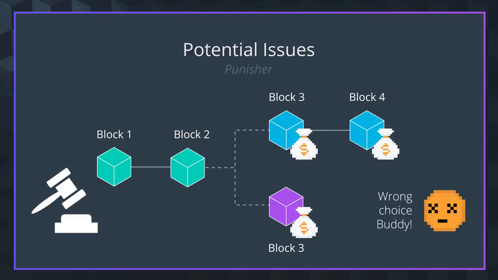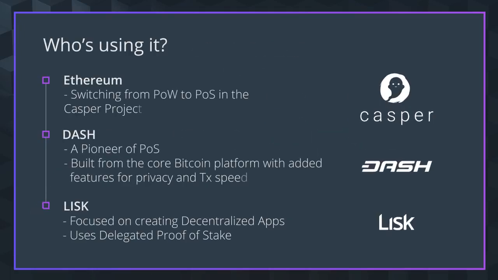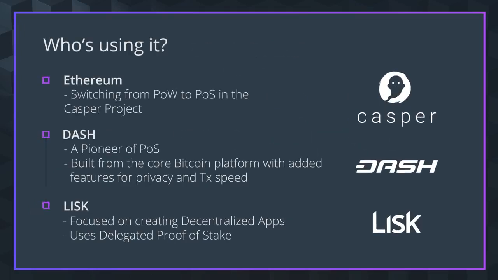Who uses proof of stake? Ethereum is switching from proof of work to proof of stake in a project codenamed Casper. Digital Cash, or Dash, is one of the pioneers of proof of stake algorithm. It's built on the core Bitcoin platform, but with added privacy and speedy transaction features such as PrivateSend and InstaSend. There's also Lisk, designed to allow developers to create their own decentralized apps, similar in function to Ethereum or Neo, but allowing developers to use JavaScript.